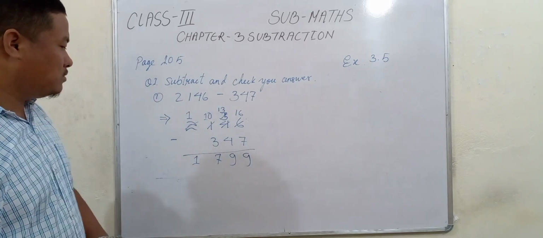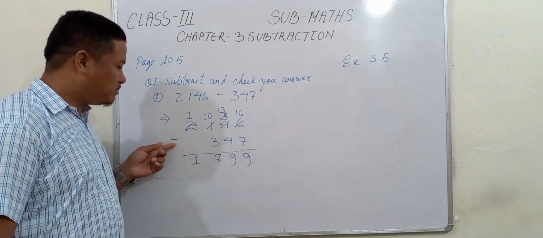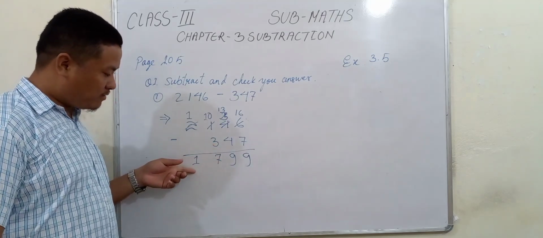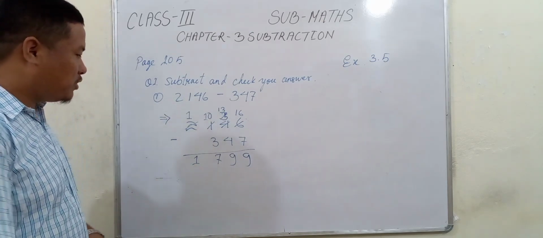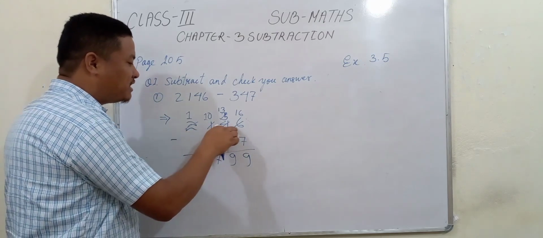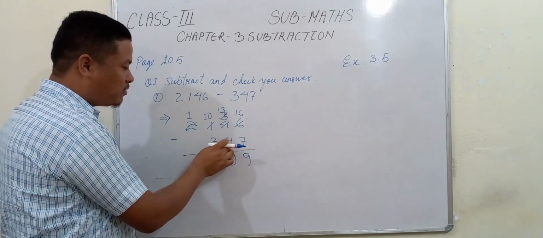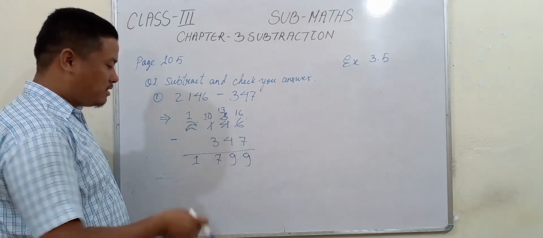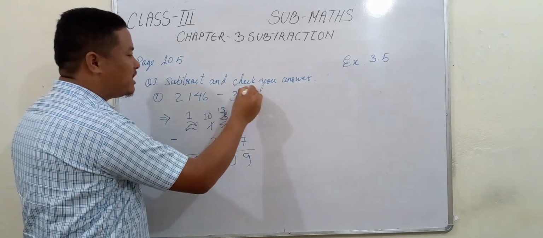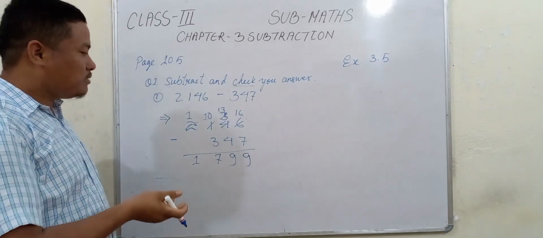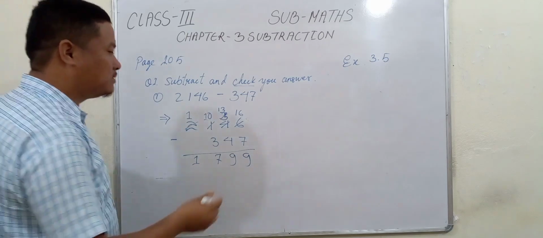See children, now we have the difference of these two numbers. 2146 minus 347, we have difference 1799. In this question, 2146 is minuend, we know that bigger number, and 347 is subtrahend, smaller number, and 1799 is difference. So according to the question, we have to check whether our subtraction is correct or not by doing addition.